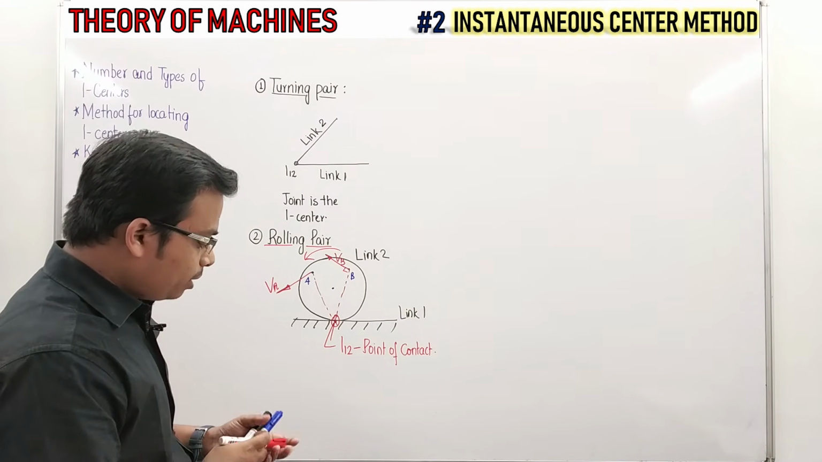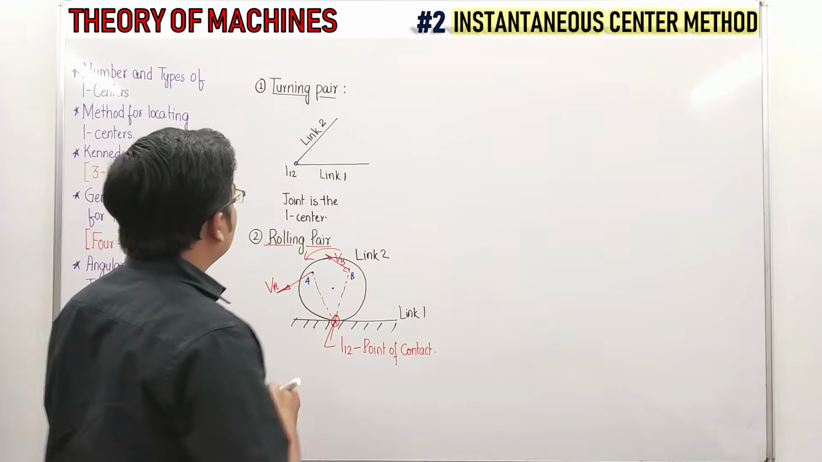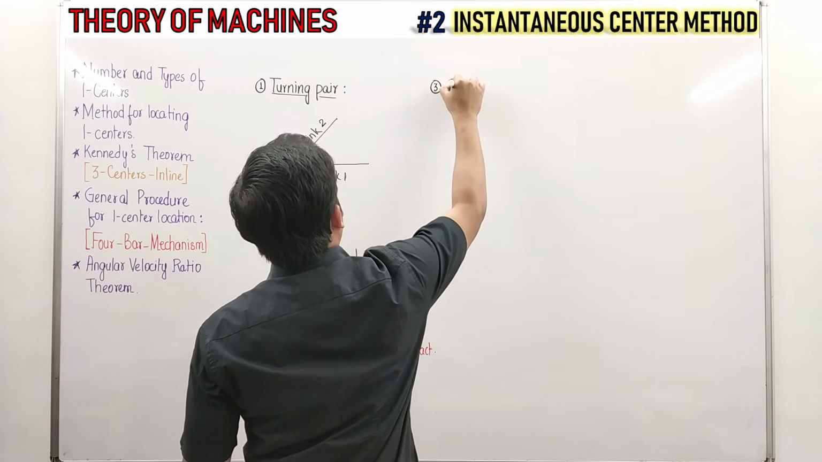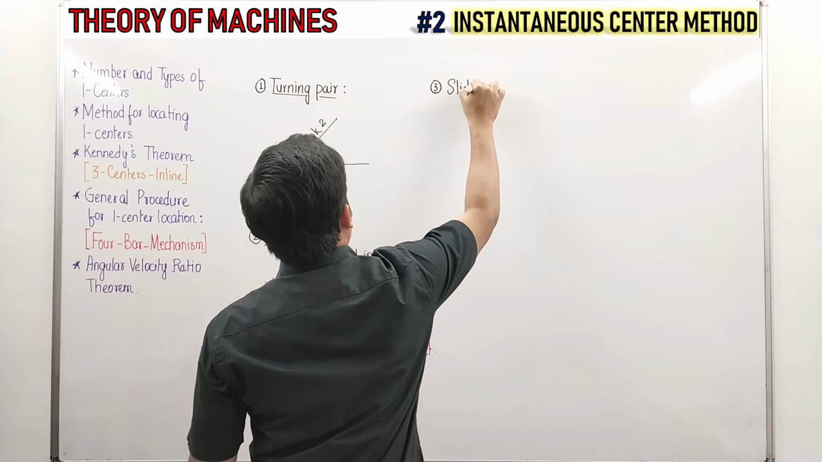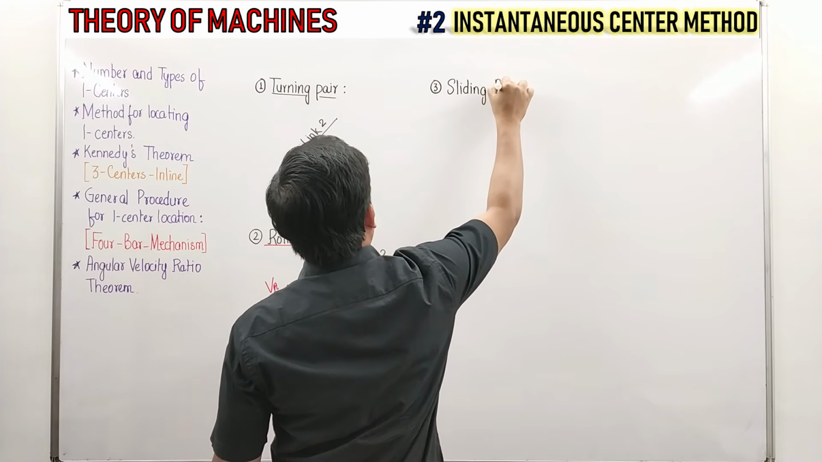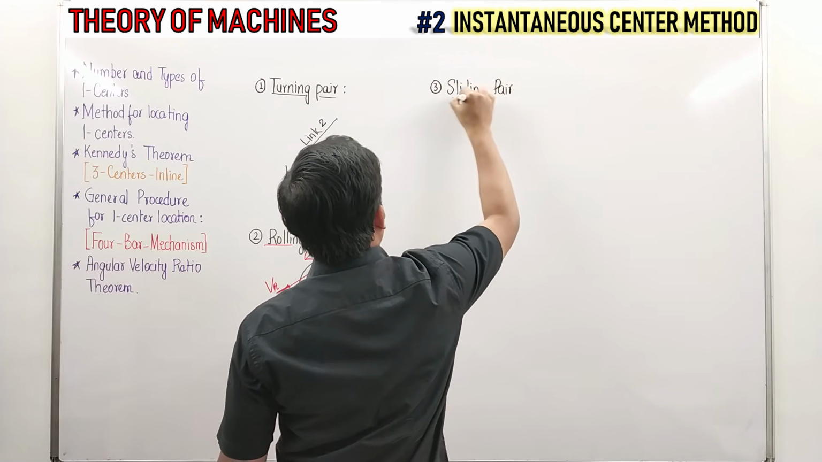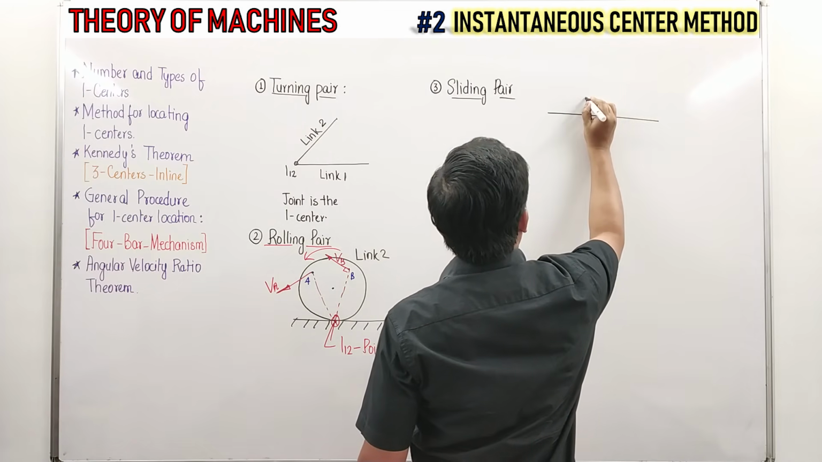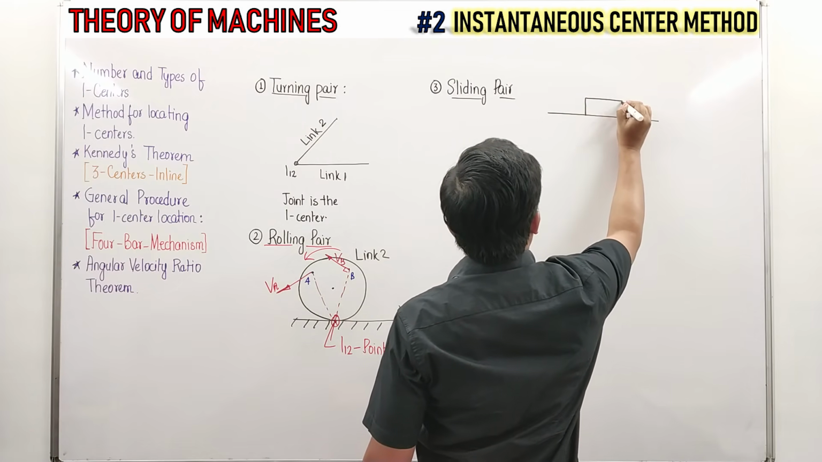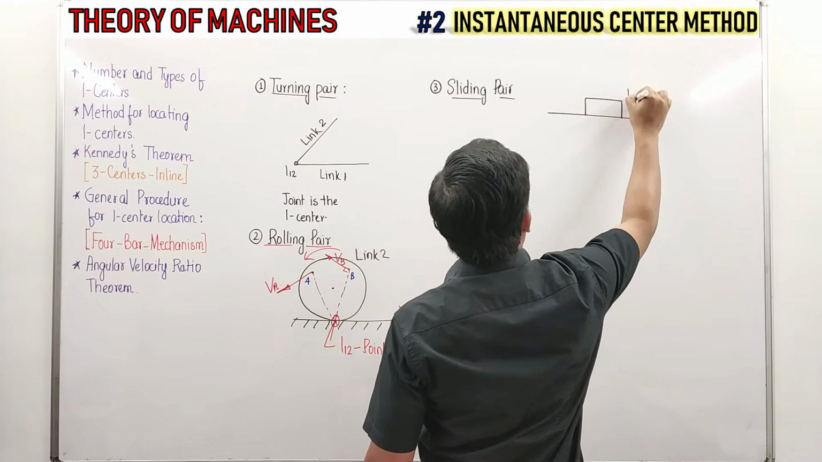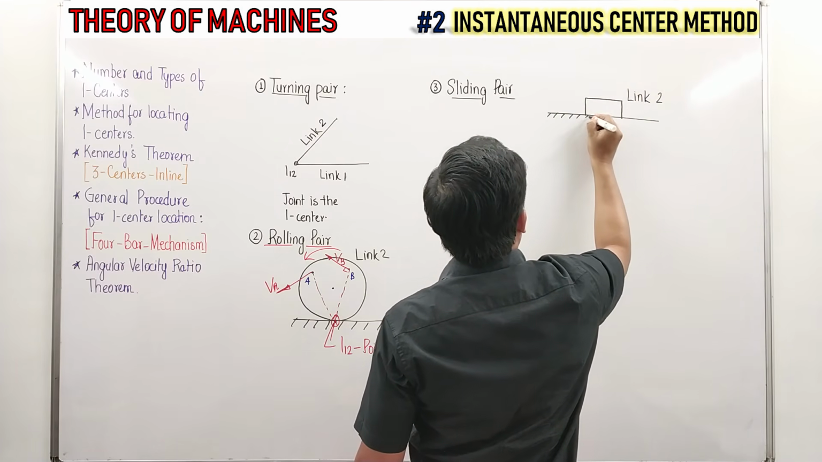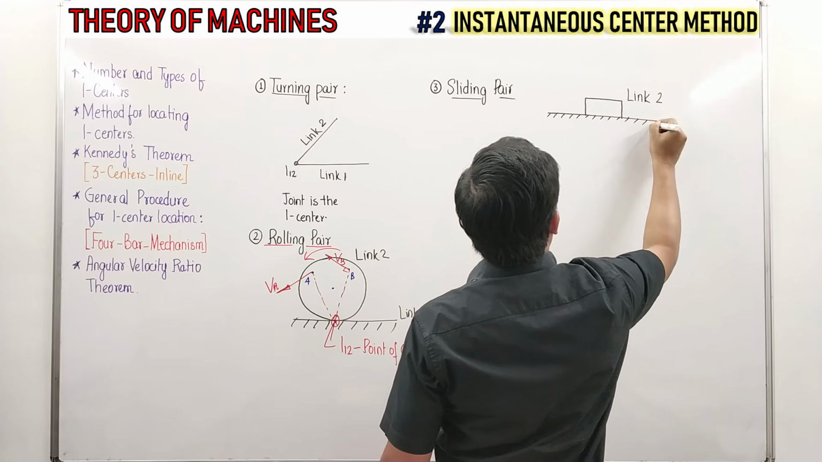Now let us talk about another one, and this is what is known as a sliding pair. So just have a careful look at this sliding pair. One link, we are going to keep it fixed. Let's say something like this. The scenario is like this, and then there is a link over here. Let's call this link 2, and let's say this is link 1, and link 1 is actually fixed.